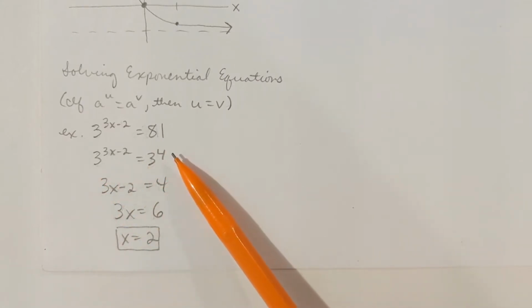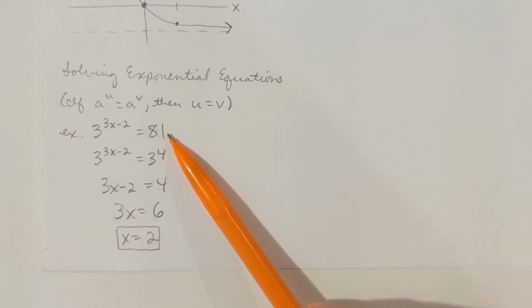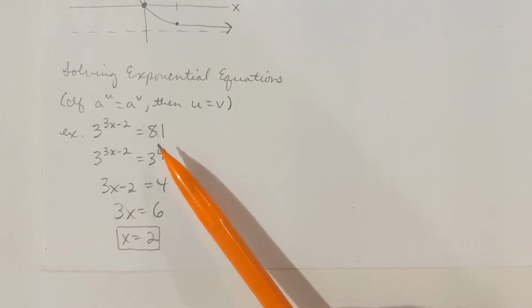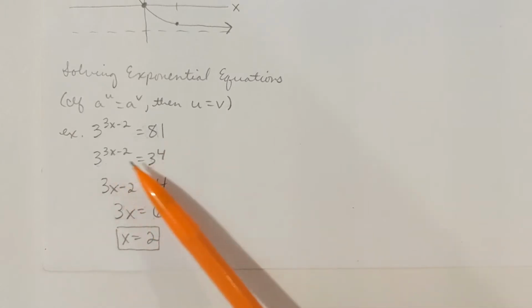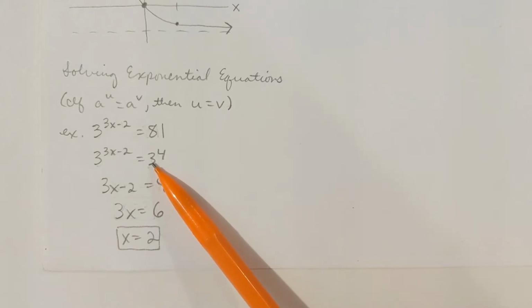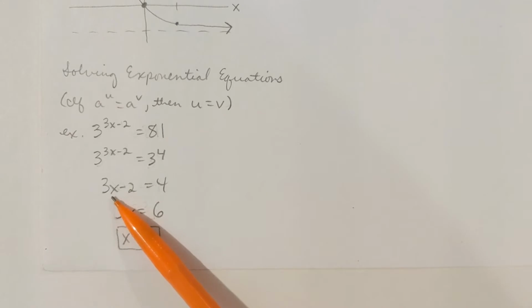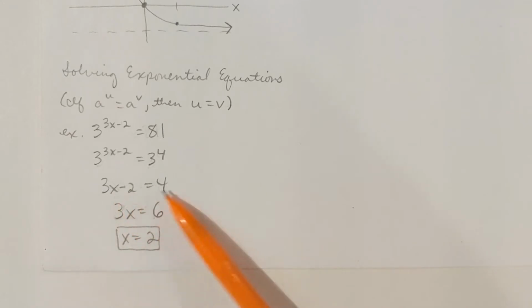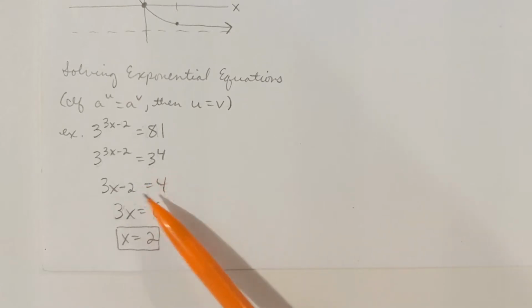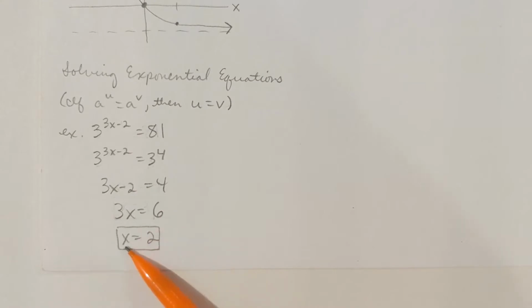Well, 3 to the 4th is the same as 81, so where I see the 81, I'll replace that with 3 to the 4th. That way I've got the same base 3. I can remove the 3's and set the powers equal. And so now I'm looking at 3x minus 2 equals 4. That puts me back on familiar ground because now I don't have x in the power anymore. Add 2 and divide by 3 and you get x equals 2 as the solution.